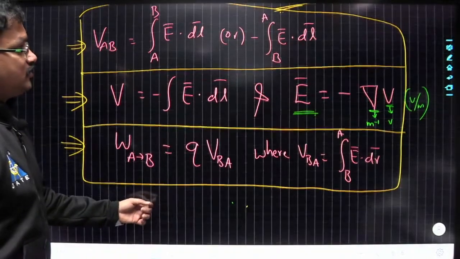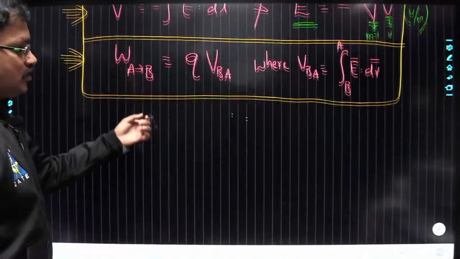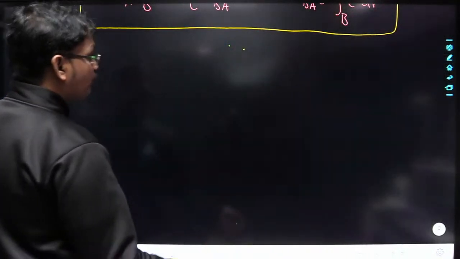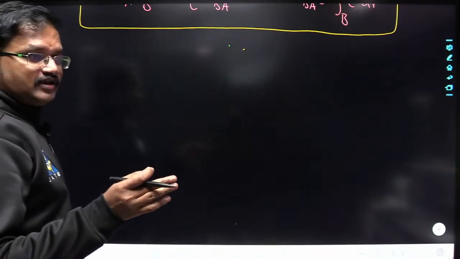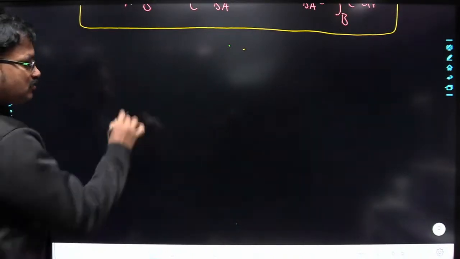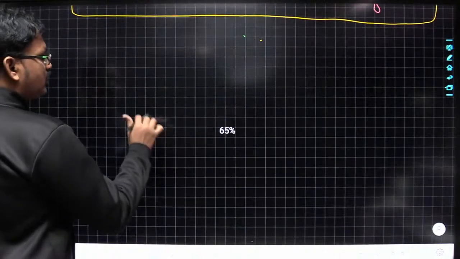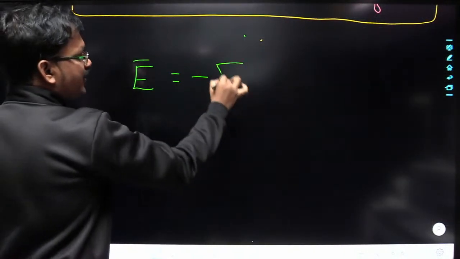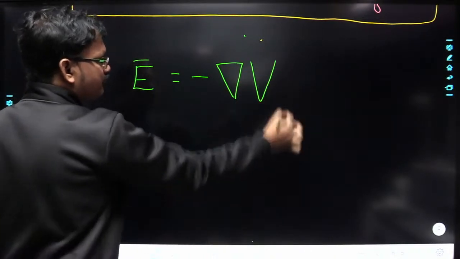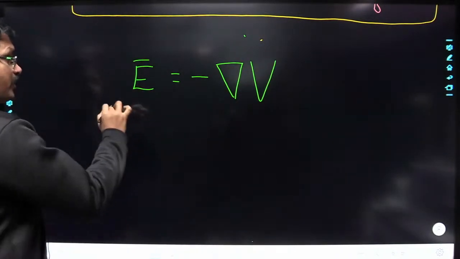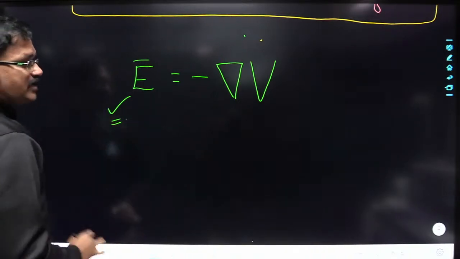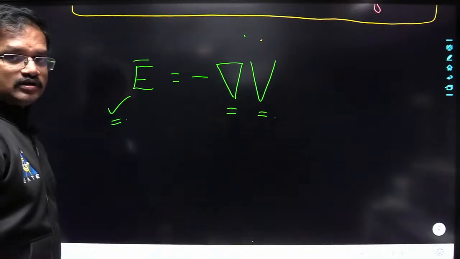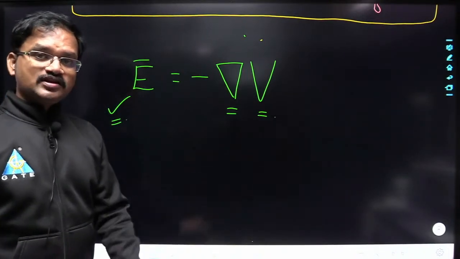So now see here. Tell me, we have proved that the electrostatic field is a conservative field or not? Yes or no? See what relation we got: E bar is equal to minus gradient of V. If you are able to represent any vector field as a gradient of some scalar field, then this vector field is said to be a conservative field or not.